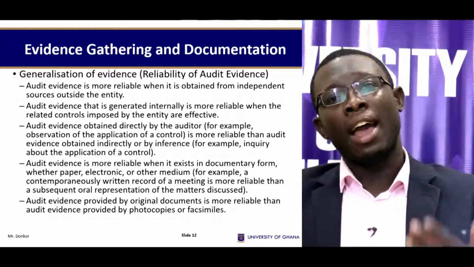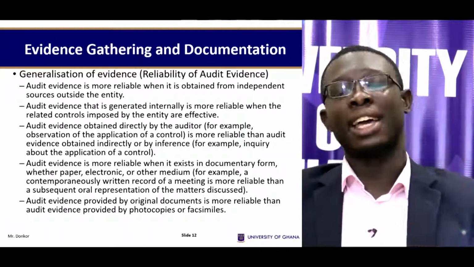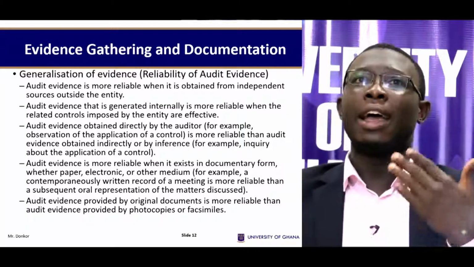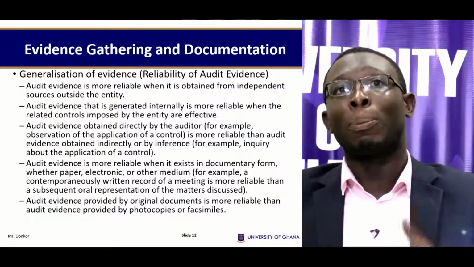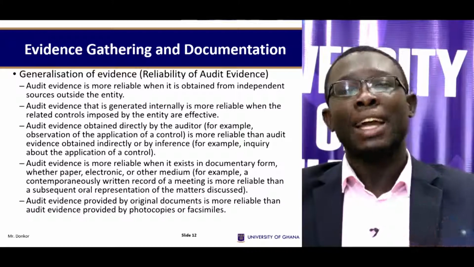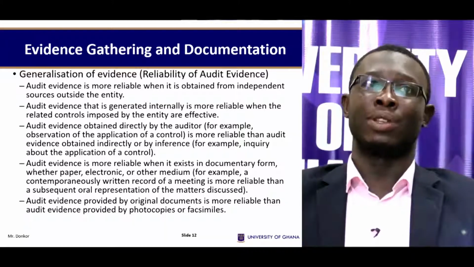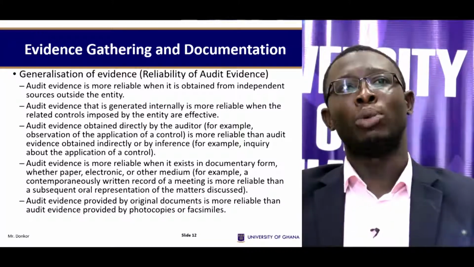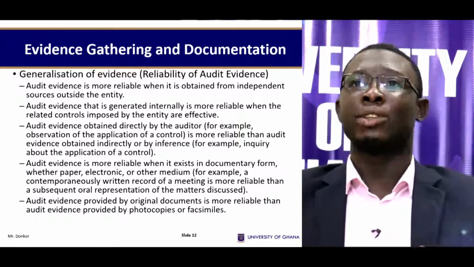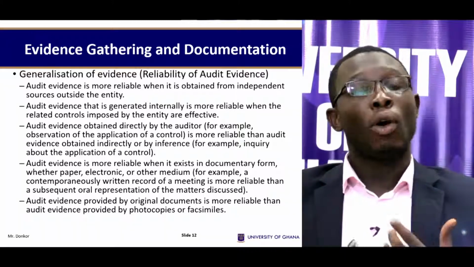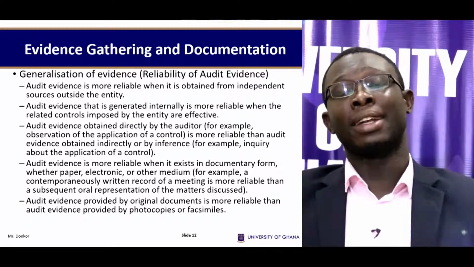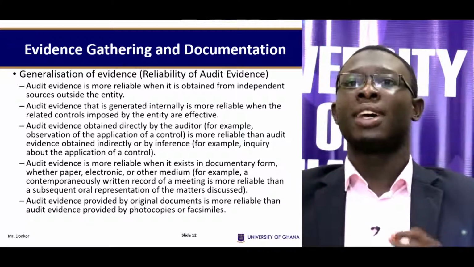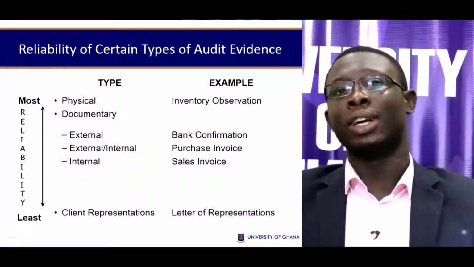And also, if the auditor obtains evidence outside the entity, for example, external confirmation, that will be what? Enough evidence, or that will be appropriate evidence or reliable evidence than when taken from management themselves. Audit evidence obtained directly by an auditor is also very reliable. Audit evidence is more reliable when it exists in documentary form. So, for auditors, the most important thing is that everything needs to be documented. Audit evidence provided by original documents is also more reliable than audit evidence provided by photocopies.